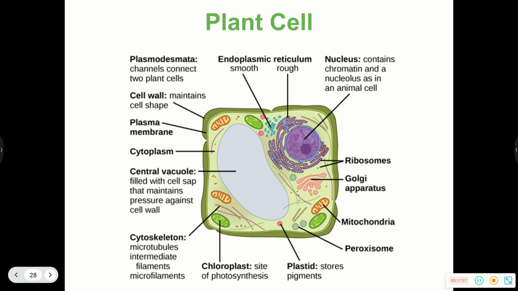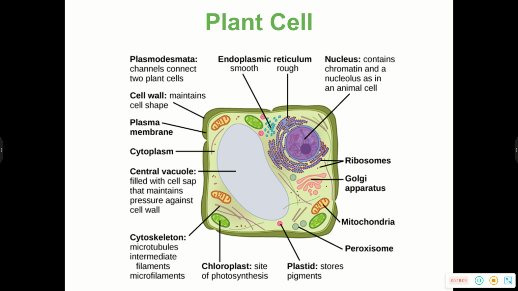All right. The cytoskeleton, again, giving it shape. The microtubules, intermediate filaments, and the microfilaments. Chloroplast, photosynthesis. That's where photosynthesis takes place. The plastids, they hold the pigments for the different parts of the plant itself. But you can see nucleus, nucleolus, endoplasmic reticulum. You can see the smooth part, not studded. Here, attached to the nucleus, the rough is studded, and those are the ribosomes.